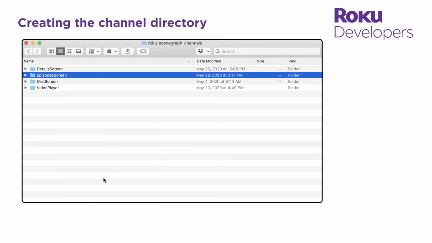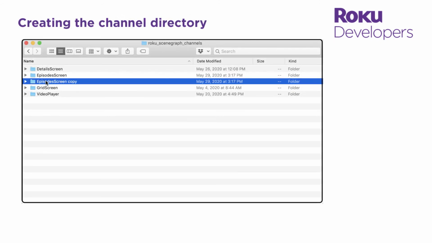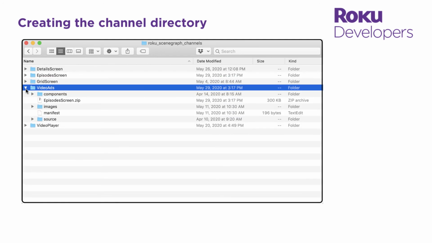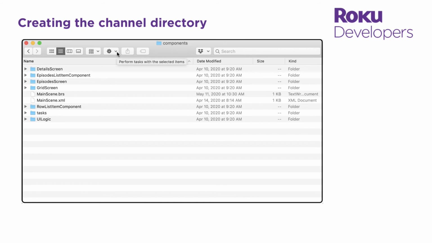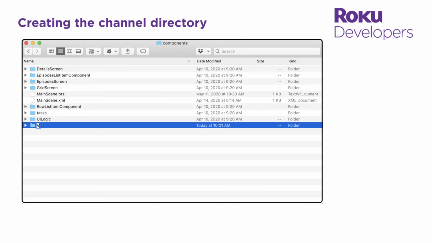So let's copy the episode screen example, paste it, and rename it Video Ads. Now let's expand the Video Ads folder, expand the Components folder, and then create a new folder and name it Video Screen. This is where we're going to create our new video screen component that plays our stitched stream.